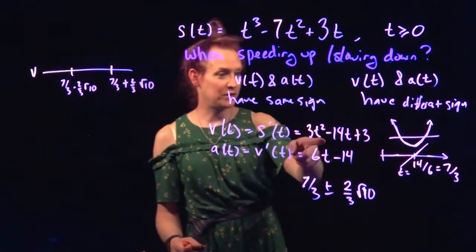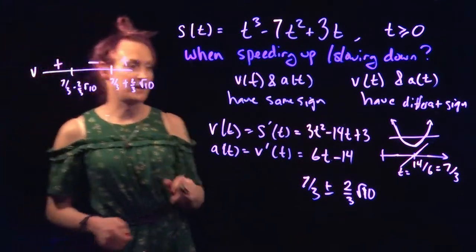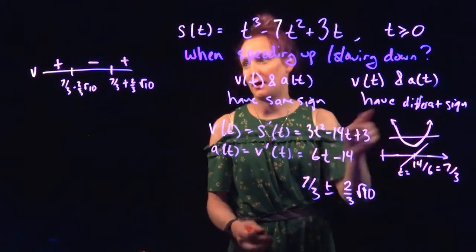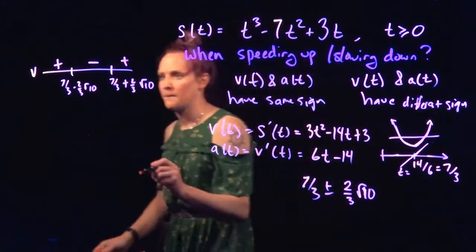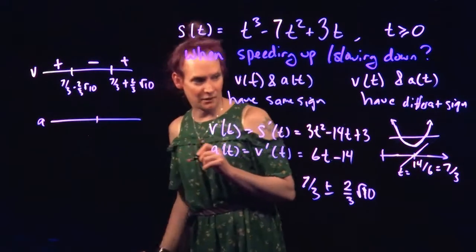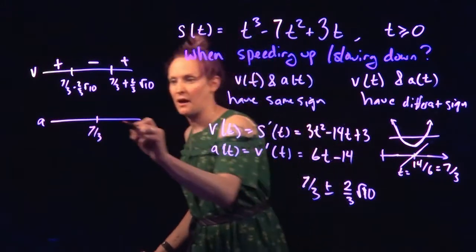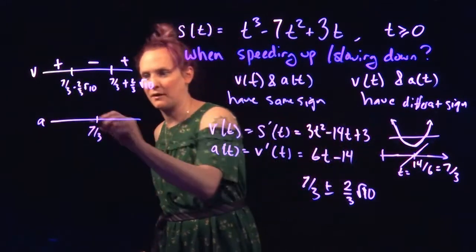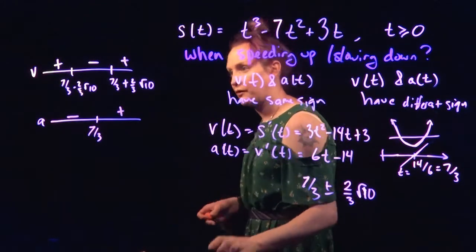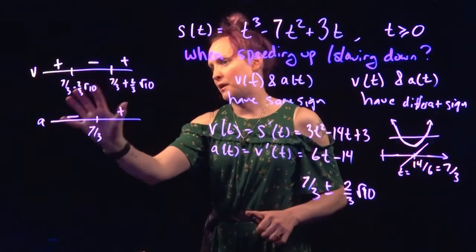And look, it's an upward pointing parabola, so it goes like this. So the parabola is positive, and then it's negative, and then it's positive. Positive, negative, positive. I've got my A of t number line, which splits right there at the number 7/3. And A of t is negative, and then it's positive. So there are some intervals here, and we need to break them up.